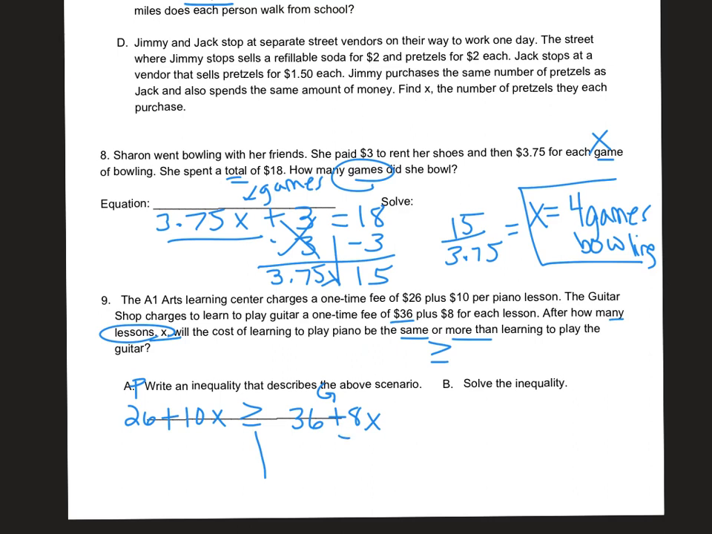Move your variable of 8x to one side, move all your variables. That will leave you with 26 plus 2x greater than or equal to 36.